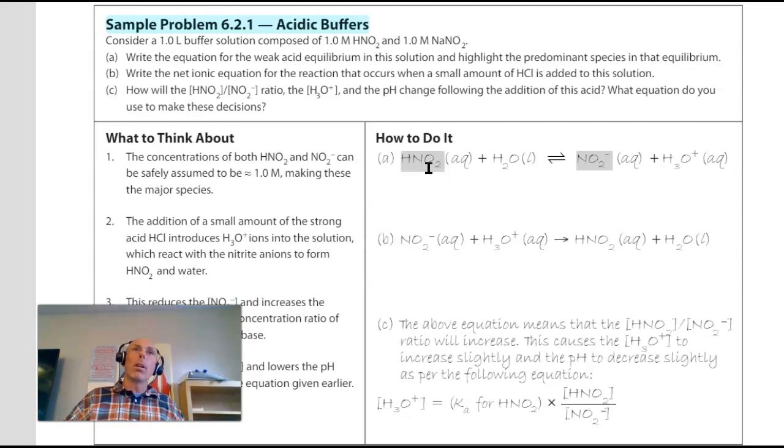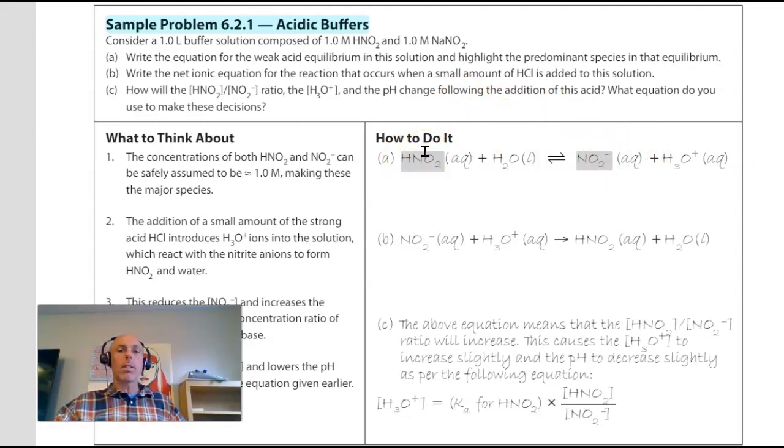But remember, we've added the conjugate base by itself. We've delivered the conjugate base from sodium nitrite. So the conjugate base isn't coming from the acid dissociating, it's coming from another source. They're both highlighted because they are both the predominant species. They are both in high, and in this case, equal concentration.